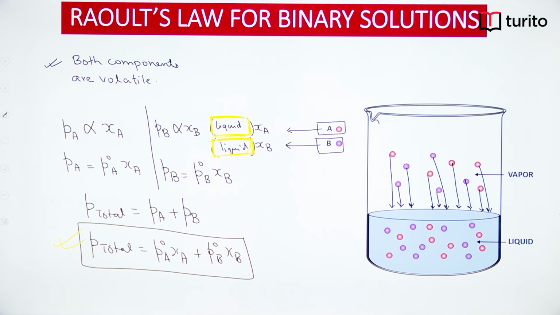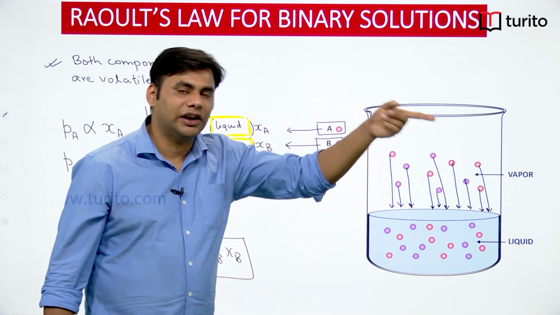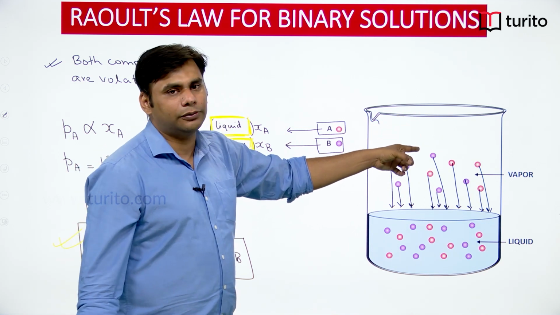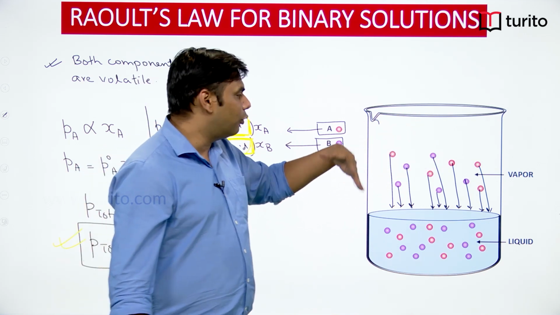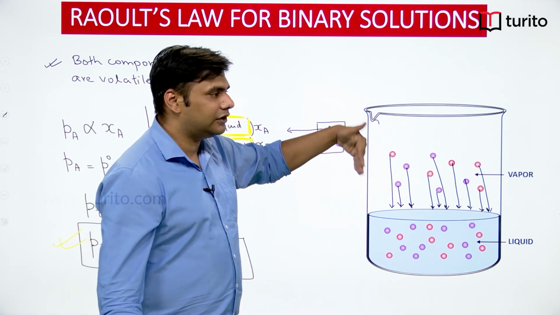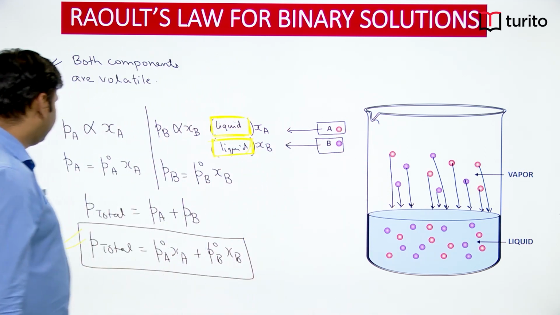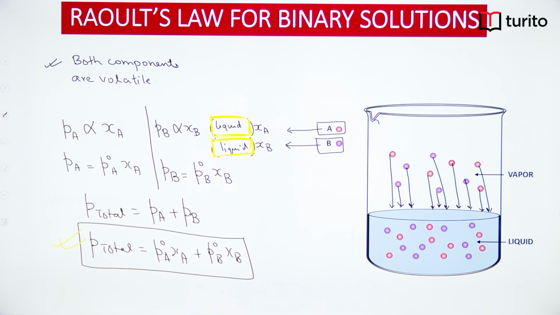Because A is also forming the vapor and B is also forming the vapor. So the partial pressure of A would be P naught A into XA and the partial pressure of B over the solution would be P naught B into XB. So the total pressure would be the sum of the partial vapor pressure. Now we are calling this partial vapor pressure. When only one component was present, we say that it is a vapor pressure. Now if more than one component is present, each component will exert some pressure. So that pressure is known as partial. Total and a partial pressure. Hope this is clear to everyone.